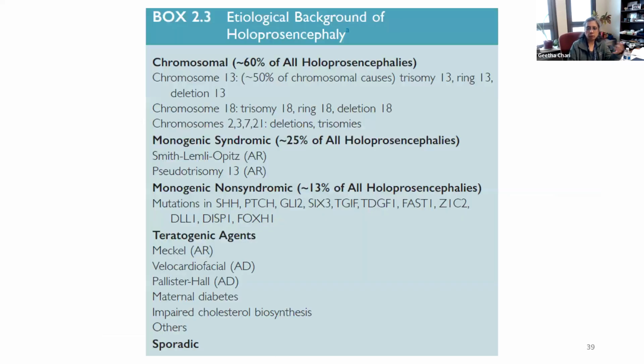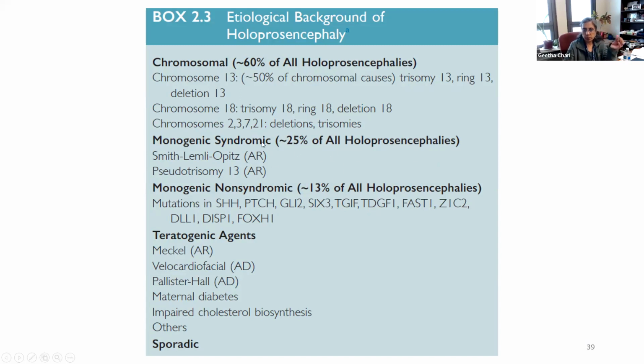And these often occur in the setting of major chromosomal abnormalities. So 60% of all holoprosencephalies are because of chromosomal abnormalities, of which chromosome 13 is the most commonly present. So when you have your in-service exam or your board exam, chromosome 13 is associated with holoprosencephaly. Remember that. Other less common will be chromosome 18, and then some of the other smaller chromosome deletions and trisomies.